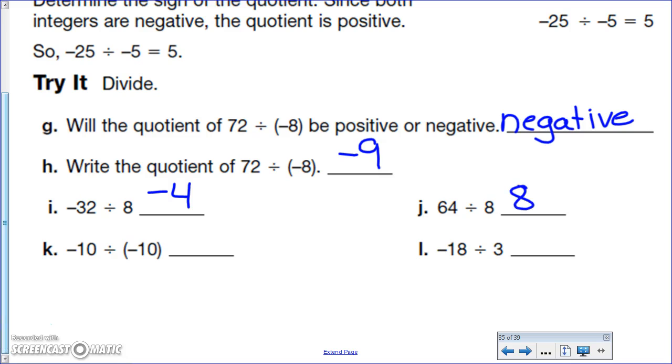For K, we have negative 10 divided by negative 10. Both signs are the same, so our answer is going to be positive, and 10 divided by 10 is 1. Finally, for L, we have negative 18 divided by 3. We know 18 divided by 3 is 6, and since we have two different signs, our answer is negative 6.